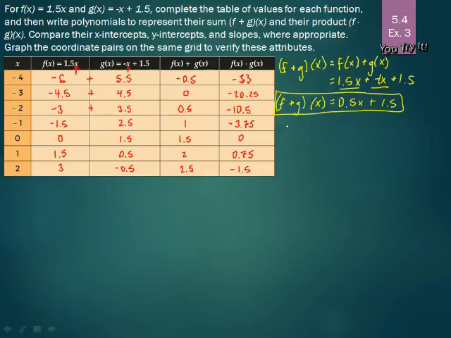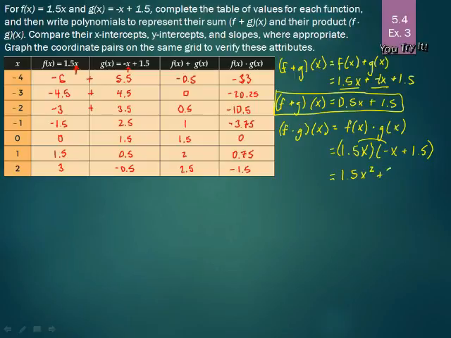So now we'll do the same thing for the product. So f times g of x will be equal to f of x times g of x, and then we'll go ahead and substitute in both the functions. And so now that we've substituted in the functions, we can go ahead and distribute. So 1 and 5/10 x times negative x gives us negative 1 and 5/10 x squared, and 1 and 5/10 x times 1 and 5/10 gives us 2 and 25/100 x.